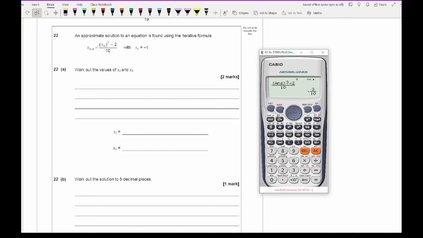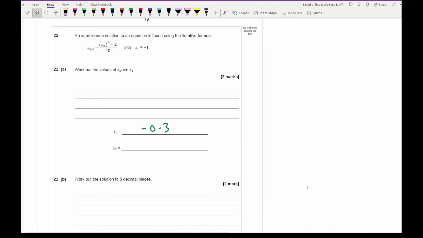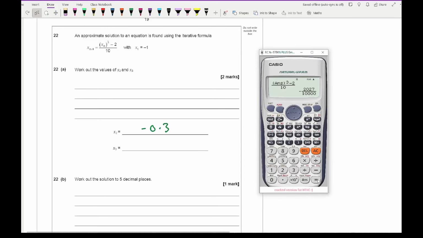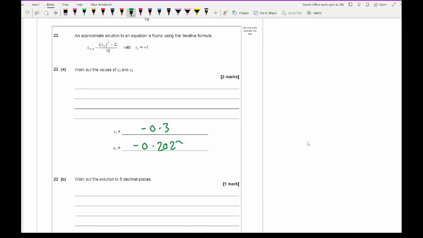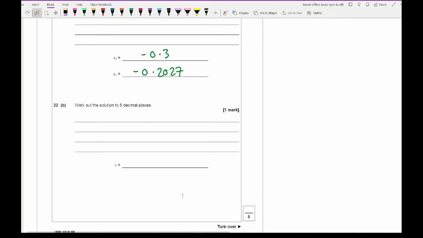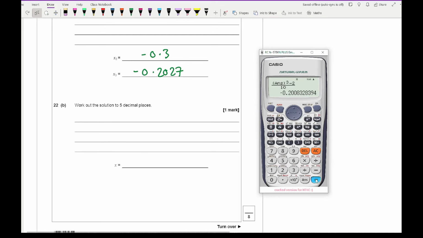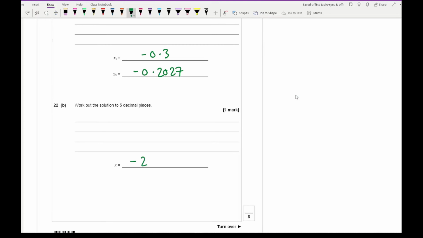So x2 is going to be minus 0.03, and then for the second value, if I press equals again, it gives me an answer of minus 0.2027. Then to work out the solution to 5 decimal places, if I get the calculator out, as long as I've not touched it, I just press equals. What I'm looking for is where the value stabilizes. It's very quick to stabilize. So I'm going to round this number on my calculator to 5 decimal places. What answer does that become? Well, it becomes minus 0.20081.